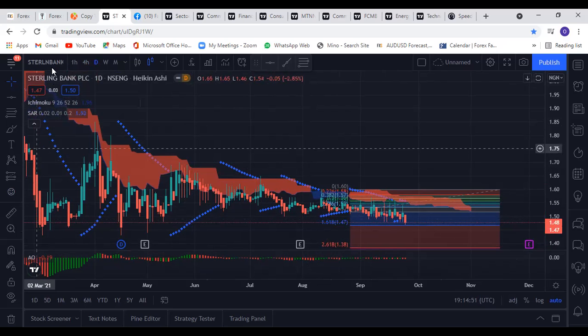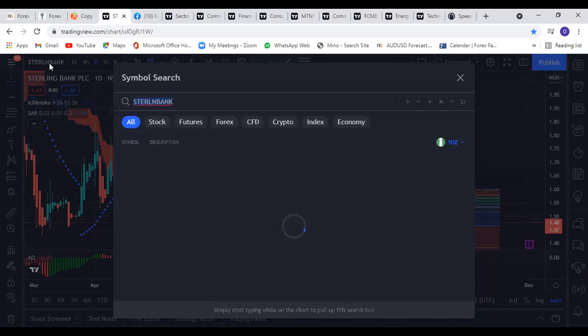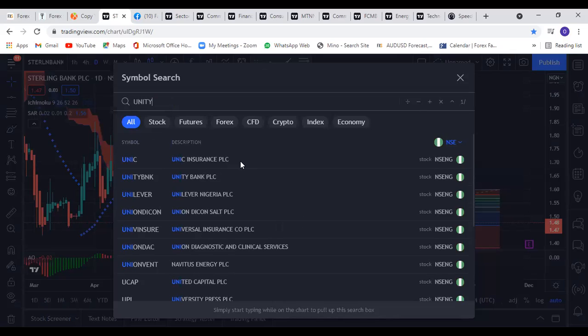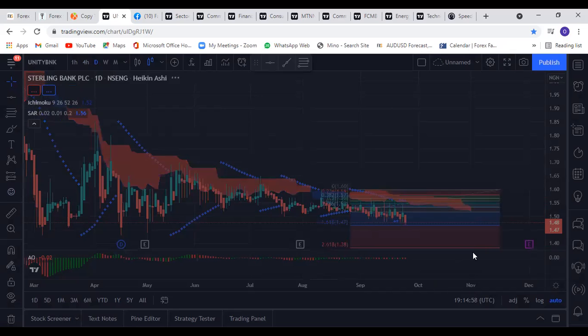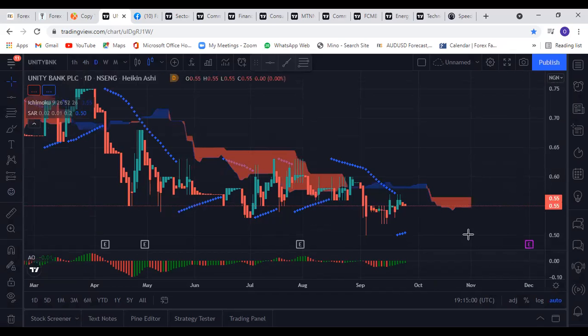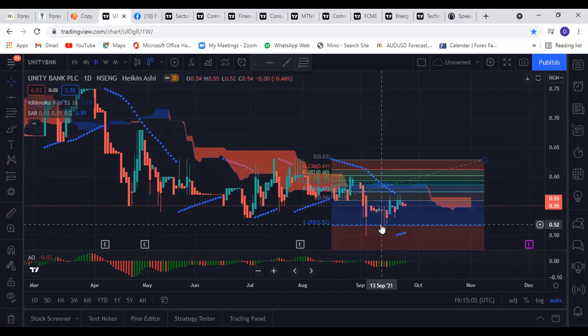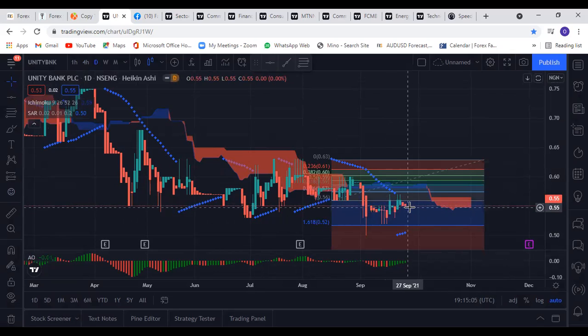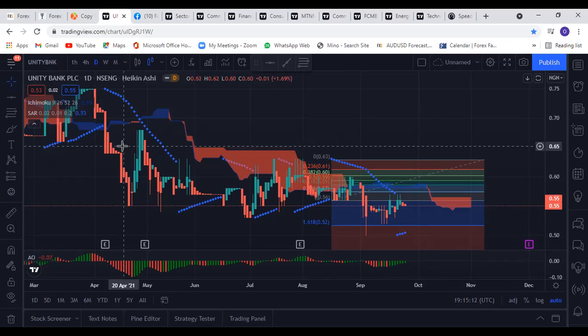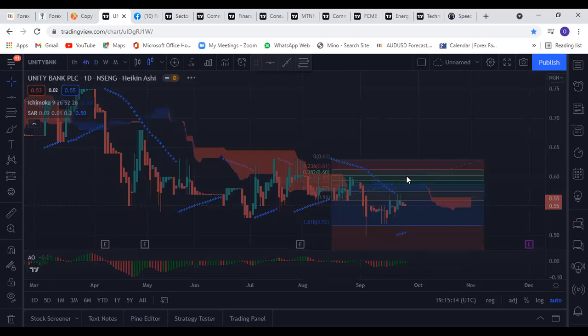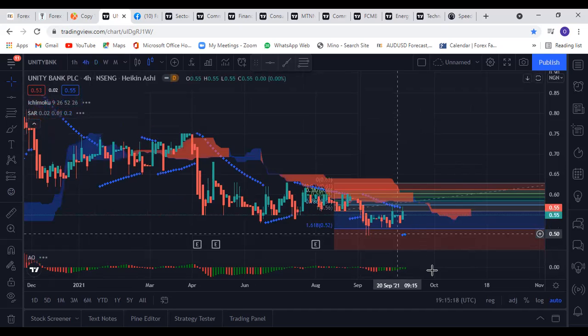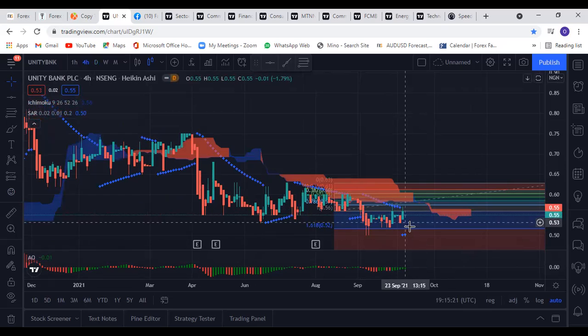Then Unity Bank. Look at what Unity Bank is saying. Oh, okay. You see, this level wants to hold, but for 2 days it is red. If you can get it around this level, that's around 52 kobo, it's fine. Let me see. Okay. If I get it around 22 naira 52 kobo, it's fine.